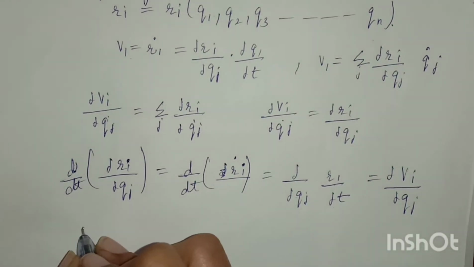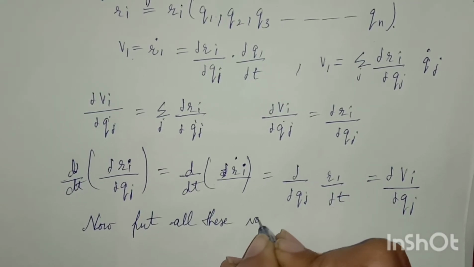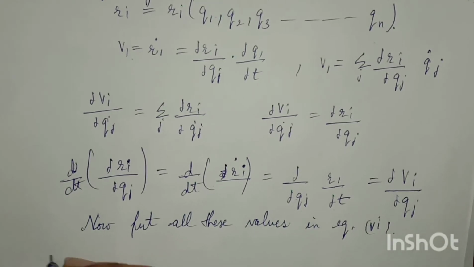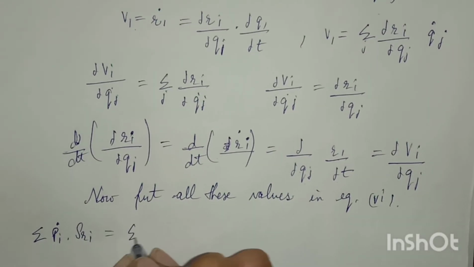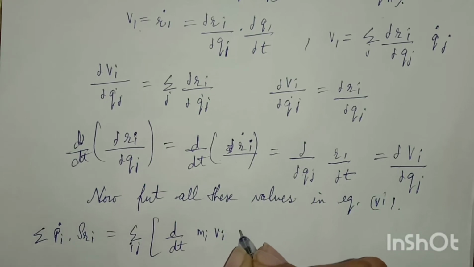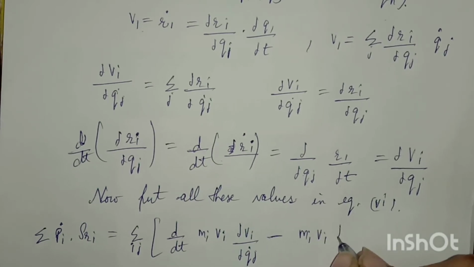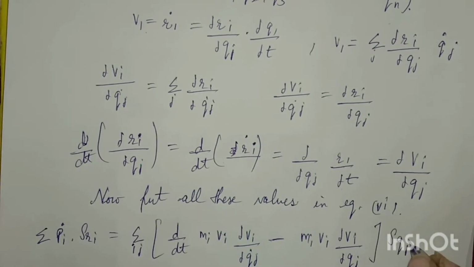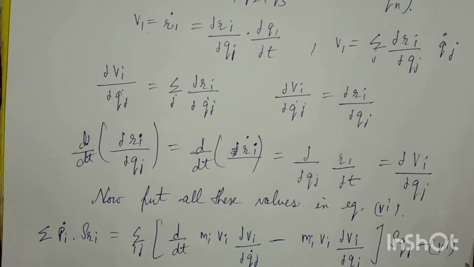Now put all these values in equation 6. So the summation of ṗ_i · δr_i is equal to the summation over i, j of [d/dt(m_i V_i ∂V_i/∂q̇_j) minus m_i V_i ∂V_i/∂q_j], bracket close, δq_j, which is our equation number 7.